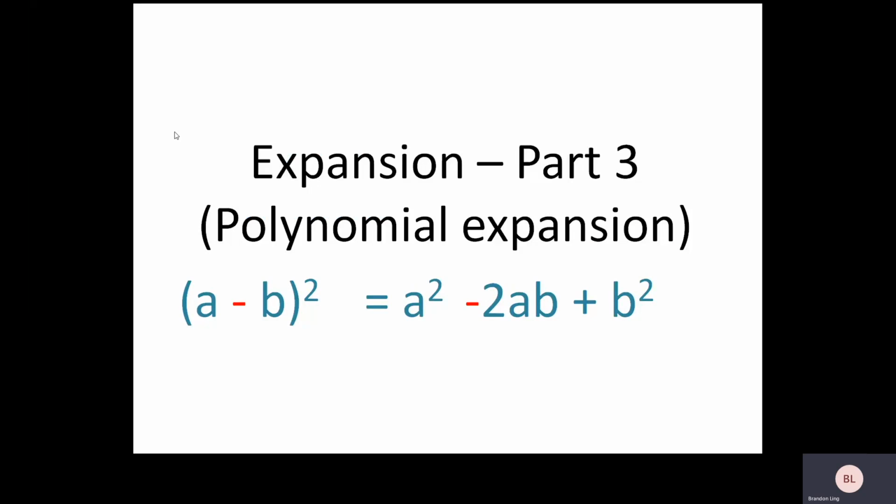So this is the continuation from the part 2 polynomial expansion. By now, if you have watched part 1 and part 2 of polynomial expansion, you will have learned how to expand a proper multiplication in the bracket form, followed by part 2, which is (a plus b) in the bracket of square. And now within part 3 here, we have another new formula called (a minus b) squared equals a squared minus 2ab plus b squared.